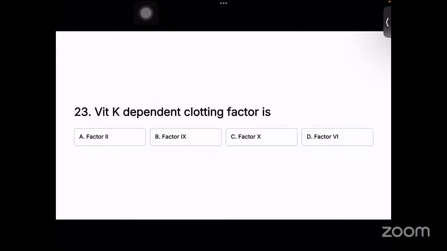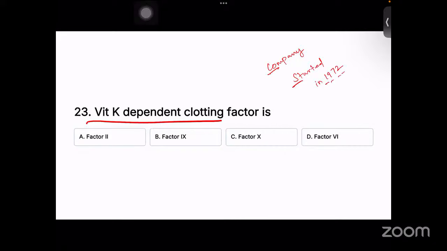Next, vitamin K dependent clotting factor. We have the mnemonic of company started in 1972. Company started in 1972 was the mnemonic for vitamin K dependent clotting factors: protein C, protein S, factor 10, 9, 7, and 2.